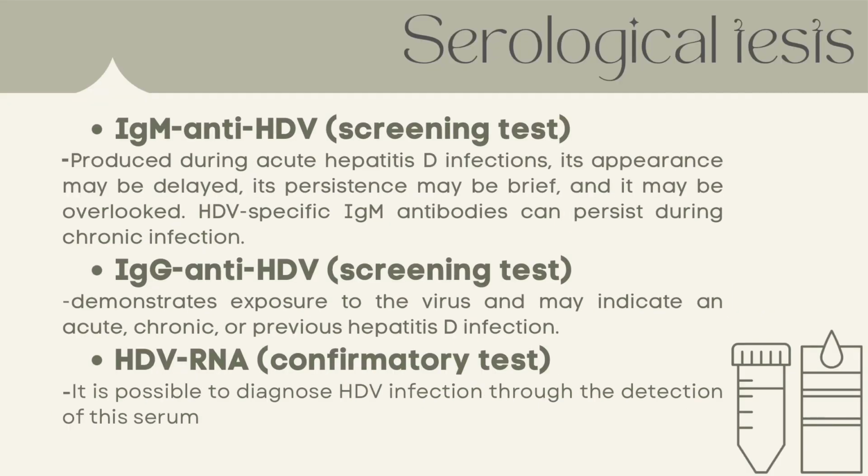The serological tests used are IgM anti-HDV and IgG anti-HDV for screening tests, wherein IgM anti-HDV is produced during acute hepatitis D infections. Its onset may be delayed, its duration may be brief, and it may be ignored. IgM antibodies specific to HDV can persist throughout chronic infection. Furthermore, it is enhanced in response to HDV-induced damage and therefore serves as a good surrogate measure for liver damage immunopathologically associated with HDV infection.